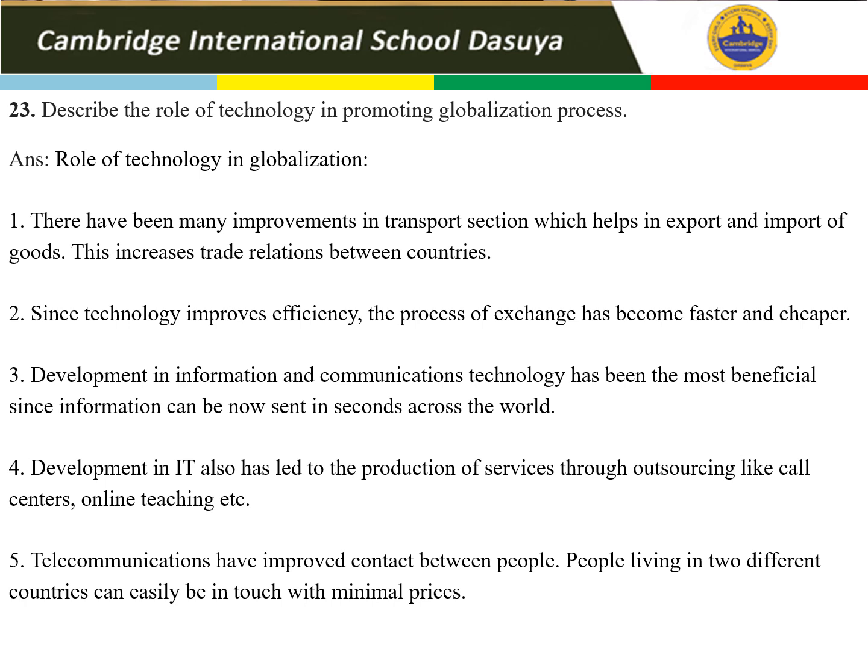Fine. Next thing is, development in information and communication technology has been most beneficial. So even now we are studying on the basis of the internet. So this was all possible because of technology only. Now IT has also enabled production of services and outsourcing like call centers and online teaching. All these things are part of this. Fine. Next is, telecommunications have improved contact between people. Okay. Now people who were in one place can talk anywhere in the country, anywhere in the world, and do business anywhere. So that also at minimal prices. So they are in contact with each other at minimal prices.